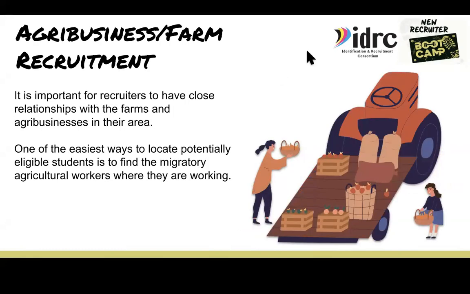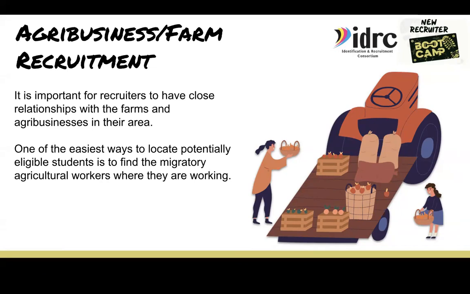So now that we talked about schools, let's talk a little bit more about recruiting in agribusinesses and farms. It's important for recruiters to have close relationships with the farms and agribusinesses in their area. One of the easiest ways to locate potentially eligible students is to find the migratory agricultural workers where they're working. If you find somebody working on a farm, you already know that they are engaging in a qualifying activity and could potentially be a migratory agricultural worker. You don't have to worry about trying to find out their work history. And so it's a great way of meeting families that could qualify for the program.